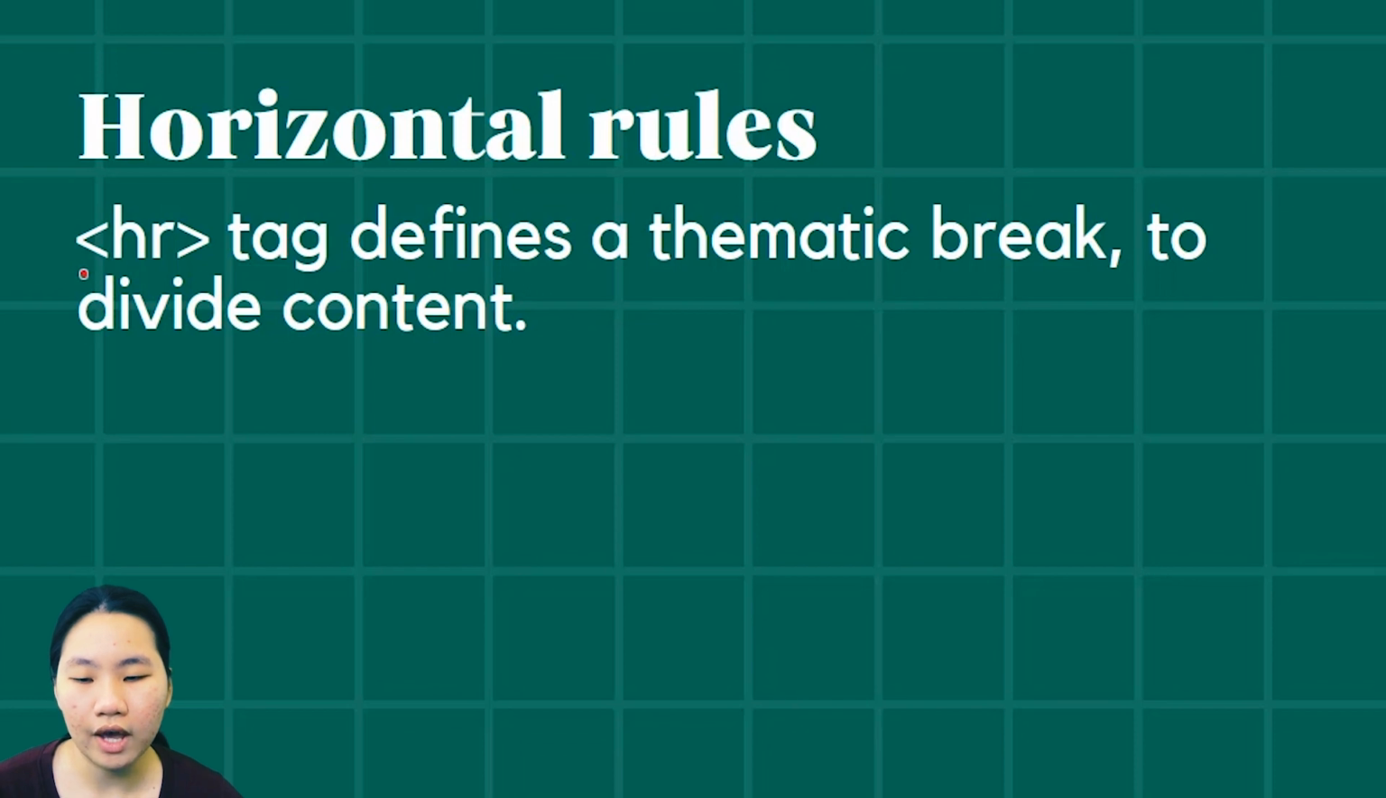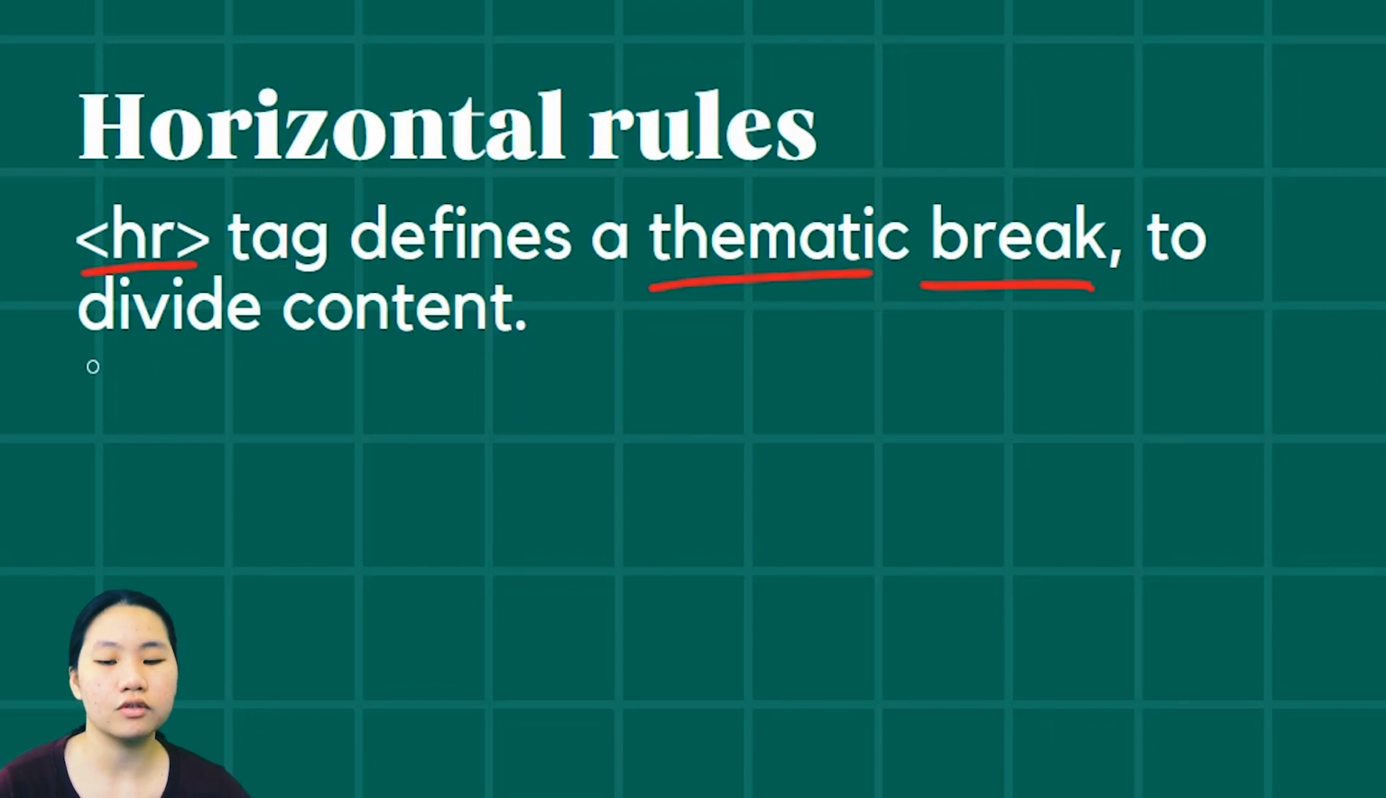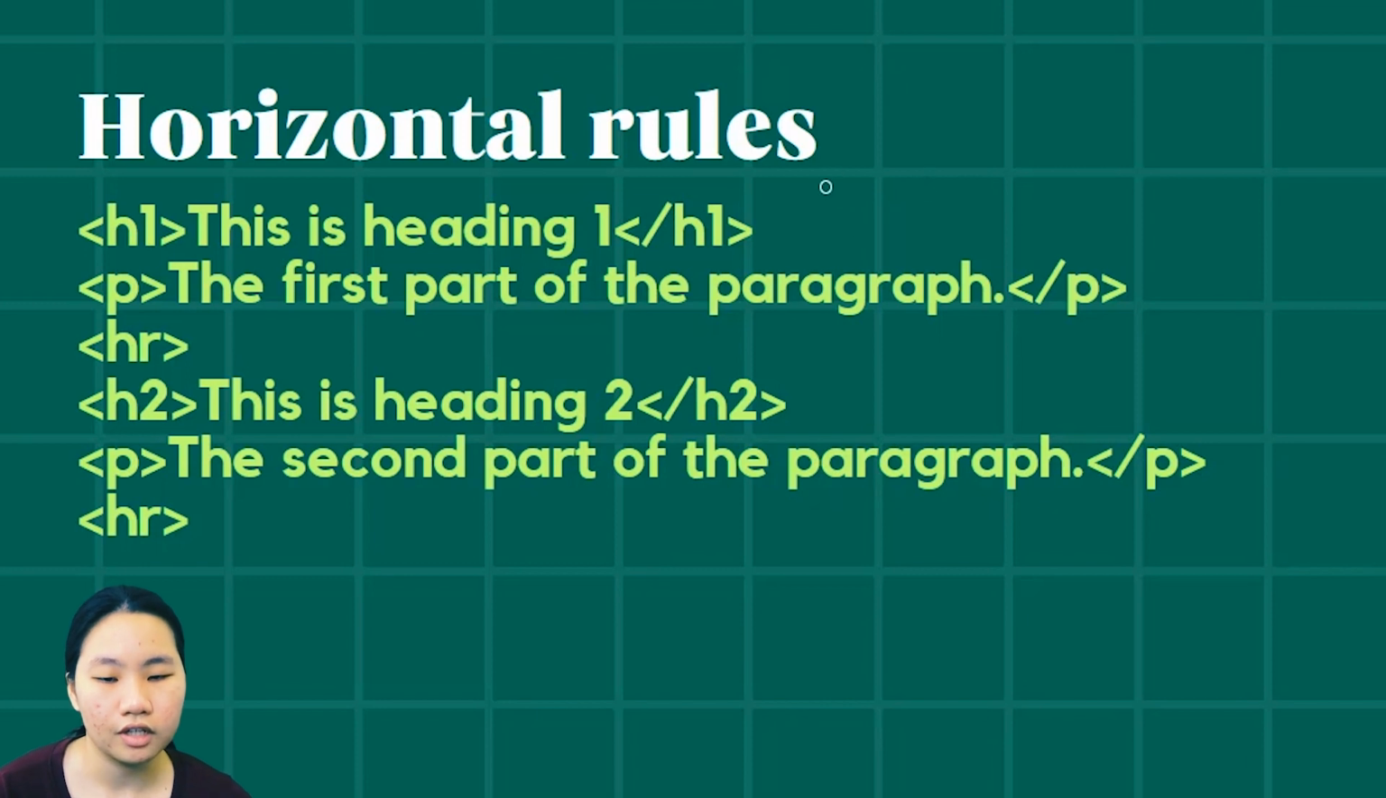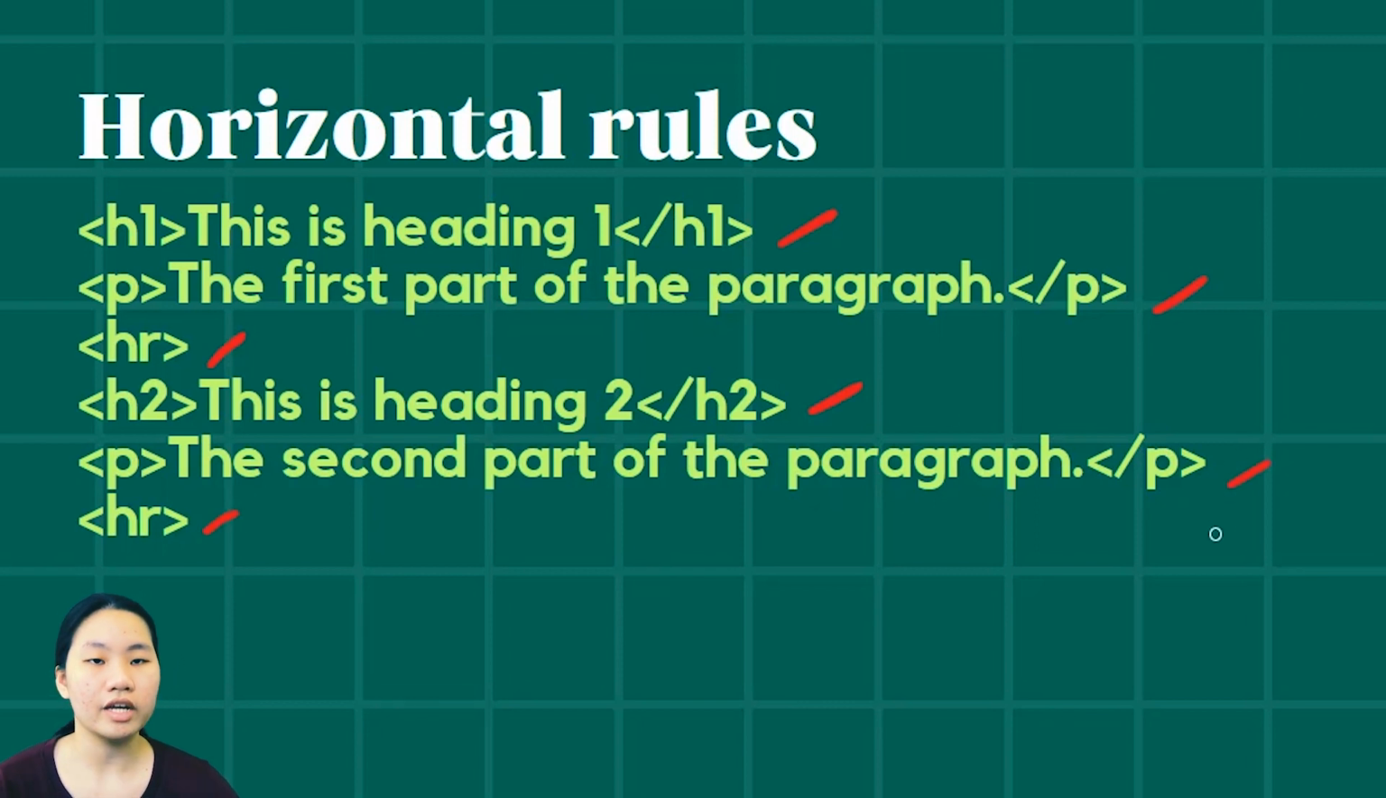So first off, we have HR. This is a thematic break. You can use it to divide content into different sections. So this is how you use it. First you have the headings, and then you have the paragraph with the P tag, and then a thematic break, HR tag, and then another heading, another section, another paragraph, and another break, another division. I will showcase all of this in a later part.